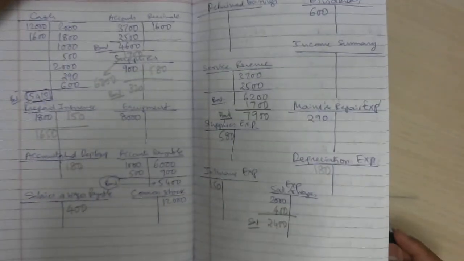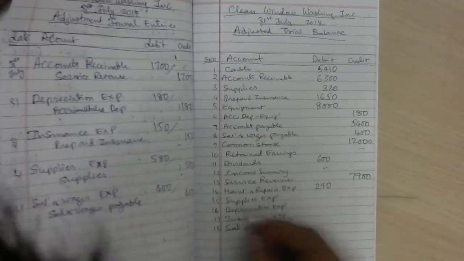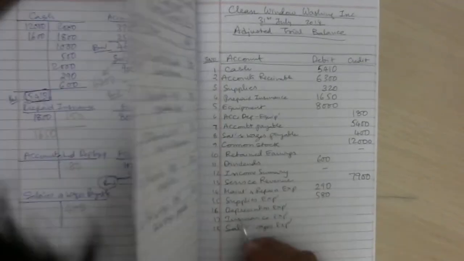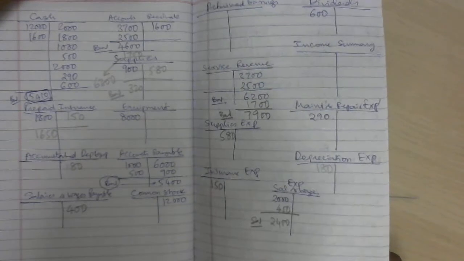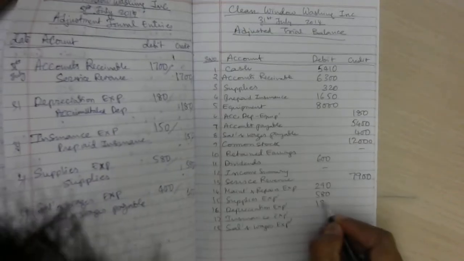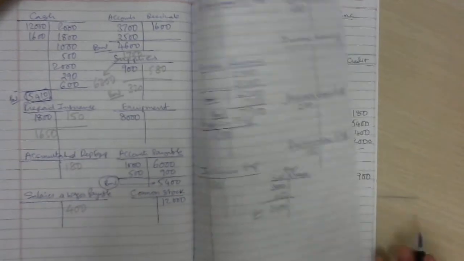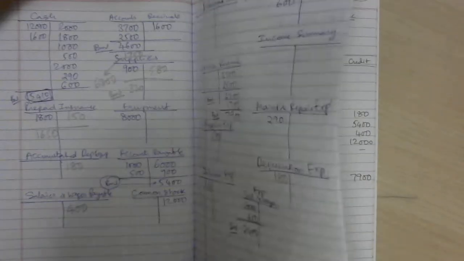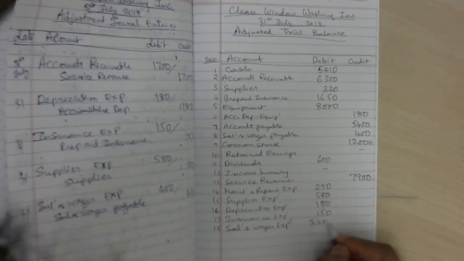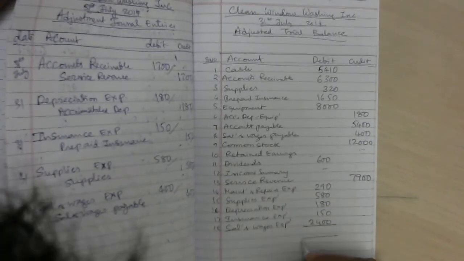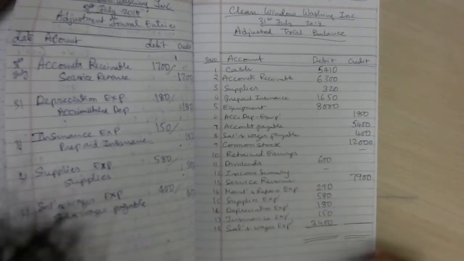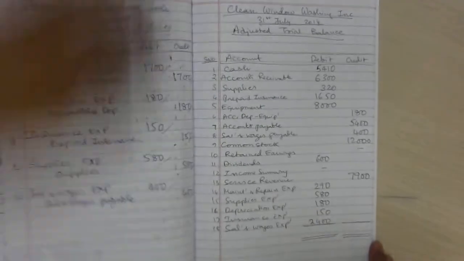Supplies expense 580, and depreciation expense 180. Insurance expense 150, I remember. So here it is. And finally, salaries and wages expense 2,400. So these are my totals now after the adjustment entries have been considered.